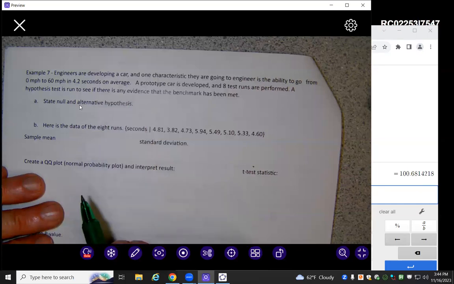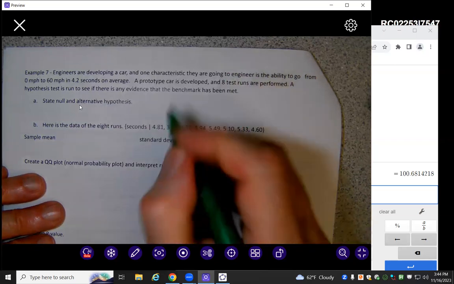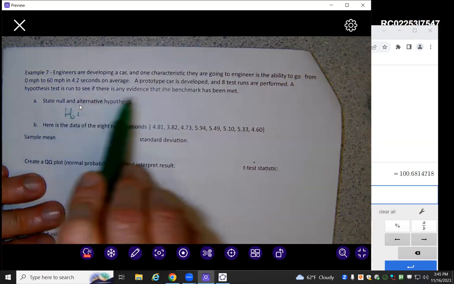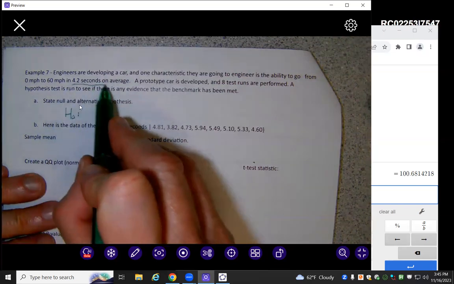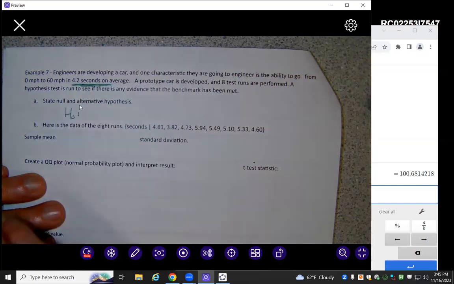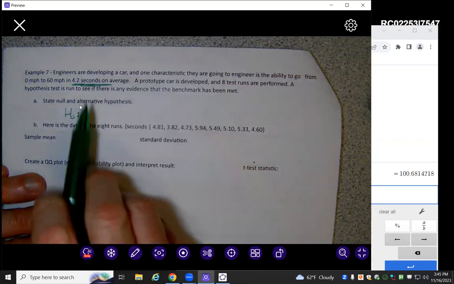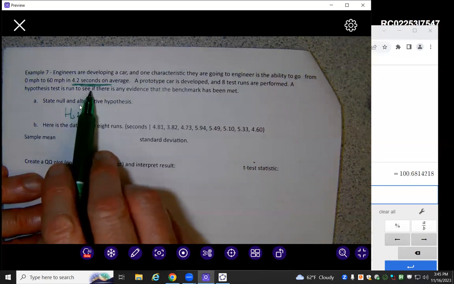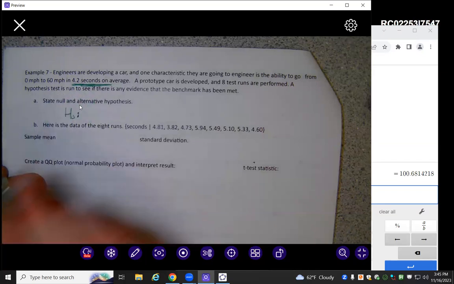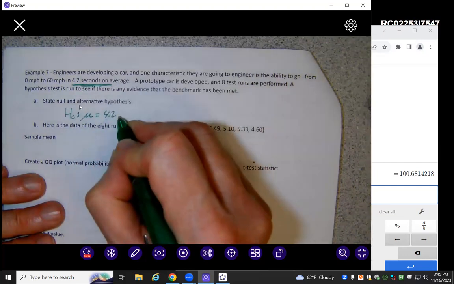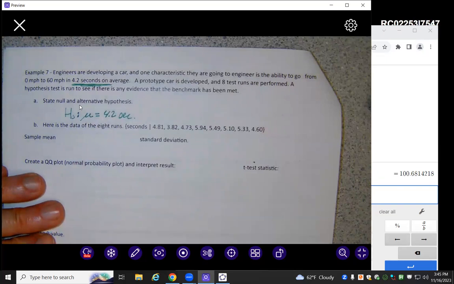Okay. All right. So let's just see if we can state the null and alternative. So we're looking for the average, on average, how many seconds can the car do? But here's a way that we can get a null value. This is just a wish. I wish the car to be in the range of 4.2 seconds on average, right? 0 to 60 in 4.2 seconds. So this is just a requirement that we want the car to perform. So that is going to be my null.